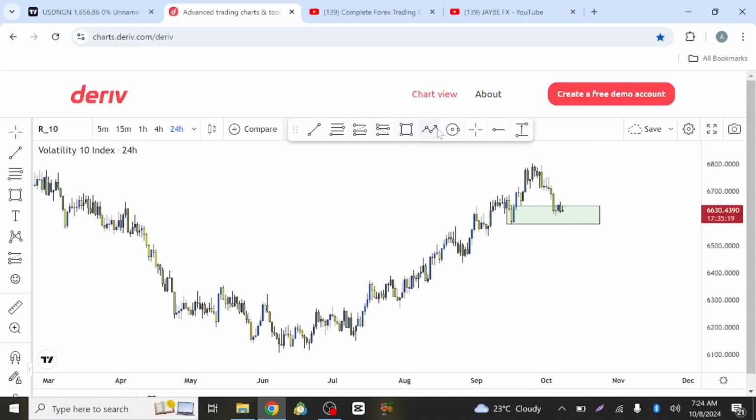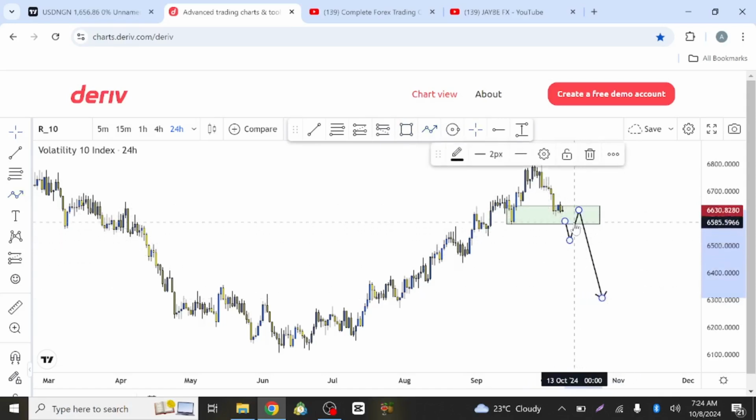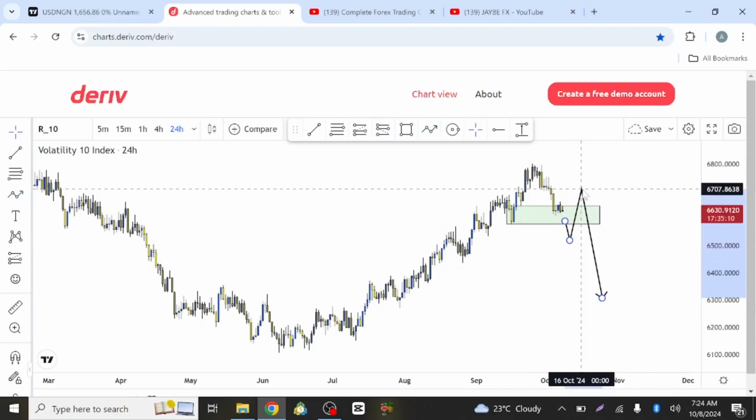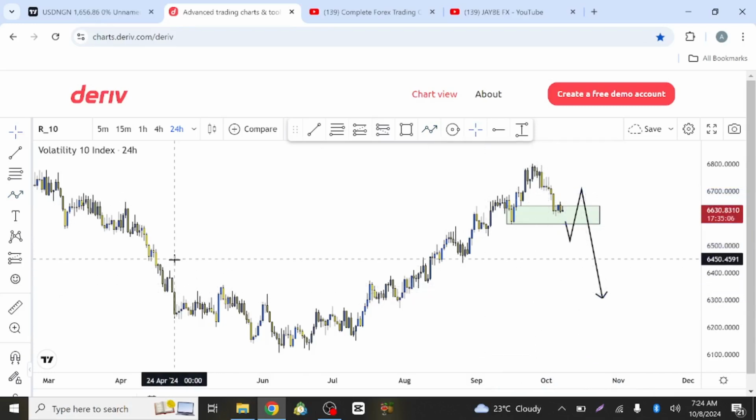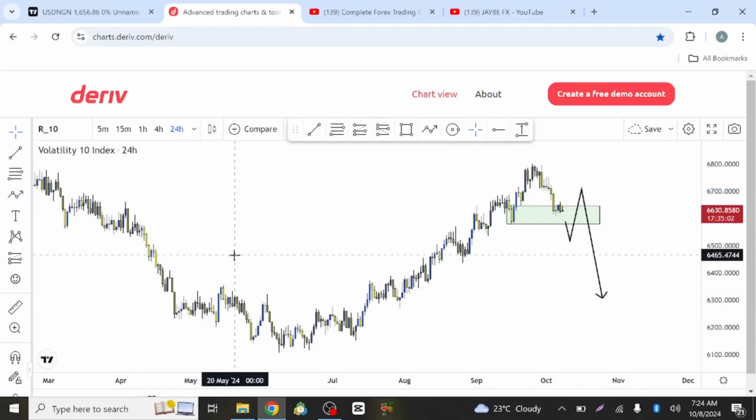The only way I will consider this as a sell market is when market breaks and closes, maybe retests the flip zone and sells, or probably retests one of the imbalances, which I'll be teaching you how to do, and sell. Now don't forget, this is on the daily time frame. I'm just using this to give you the clear picture.